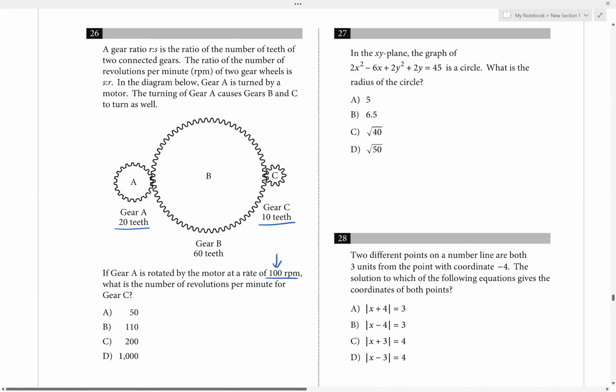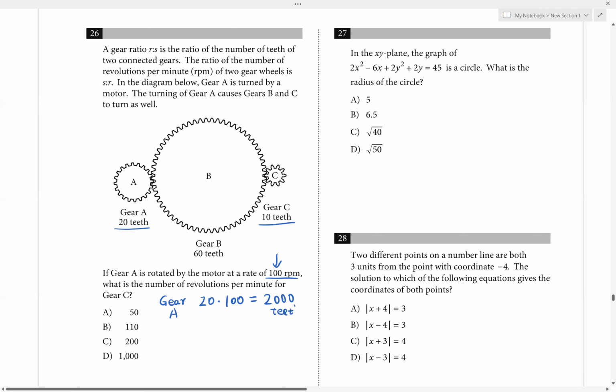Okay, so what we can do is say for gear A, we have 20 teeth in 1 revolution. So we have 100 revolutions in 1 minute. So for gear A, we can solve for the total number of teeth in 1 minute. Okay, so it will be 20 times 100. In 1 minute, it spins around 100 times. Each time it spins around is 20 teeth. So it'll be 20 times 100. This will give us 2,000. Okay, so in 1 minute, gear A will go through 2,000 teeth.